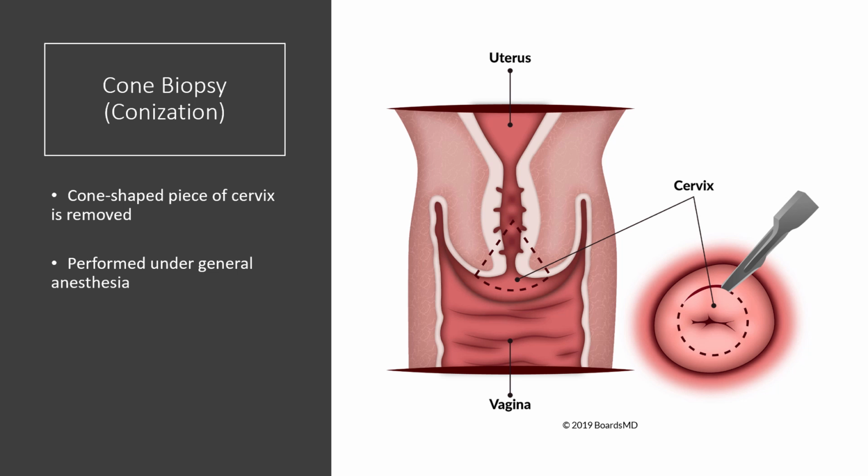In the case of a cone biopsy or conization, we're going to remove a cone-shaped piece of the cervix. This can be appreciated in the schematic on the right-hand side of the presentation, where we can see this cone-shaped piece of cervix that we are ultimately removing with the use of this curette.